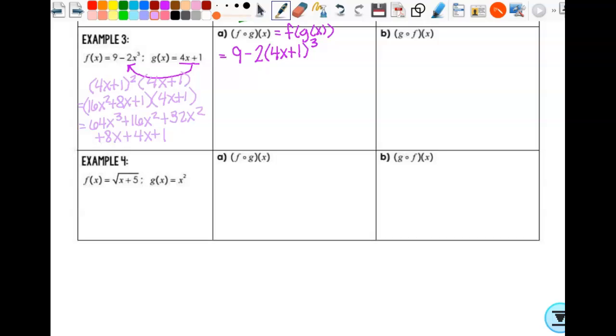Okay. All right. So now I'm going to come back over here and substitute this in while I clean. I can combine terms, but I'm going to combine terms while I substitute it in. So I've got 9 minus 2, then in my parentheses, just one x cubed term, so this is 64x cubed. Then I have 16x squared and 32x squared, that's 48x squared. Then I have 8x and 4x, that's 12x, and then plus 1.